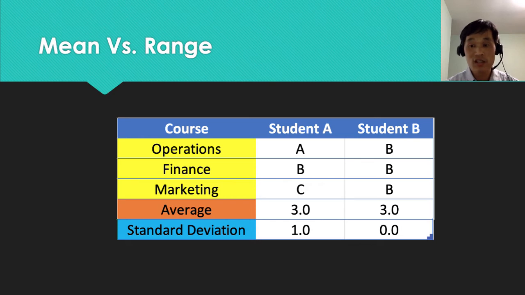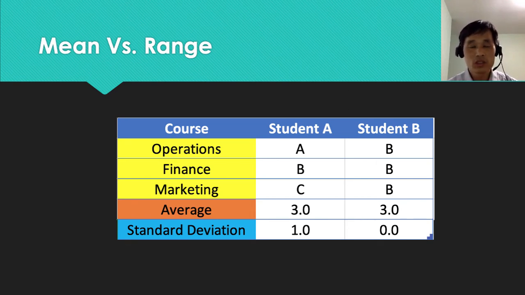When you look at the standard deviation, here we see that student B has a 0 variance because out of all 3 courses he got all Bs, so there's no variation, which means this person is a B-level student and very consistent. However, student A does have a variance. Now, which student would you like to hire?